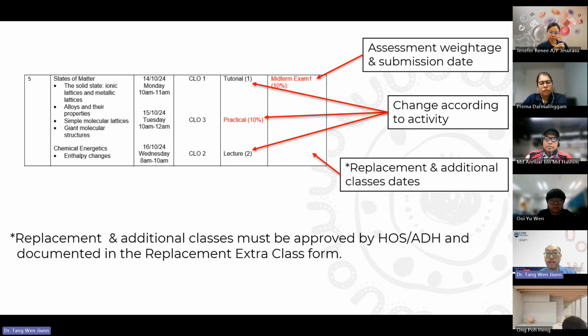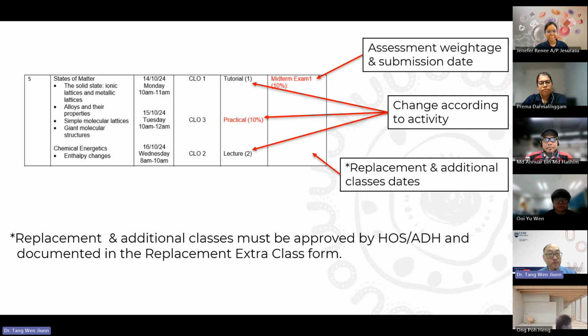All right, so far, any questions you want to ask? Okay, if no, all right, before that, replacement classes, additional classes, you need to fill up documents. You all aware about this?